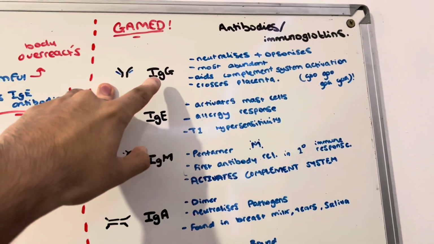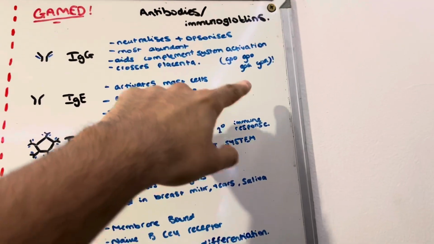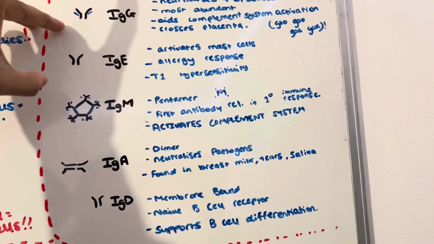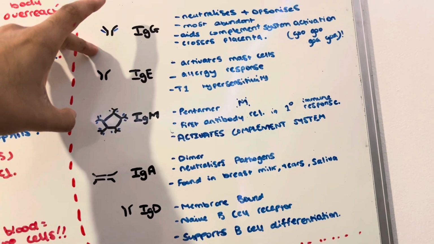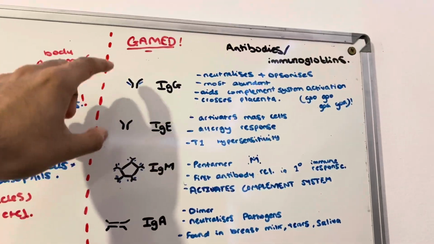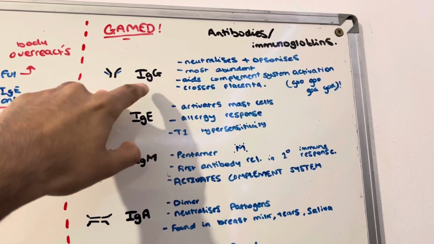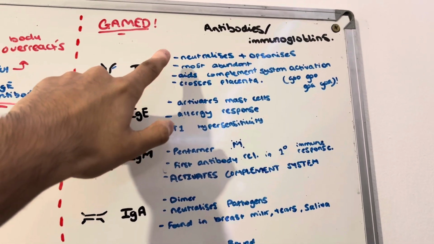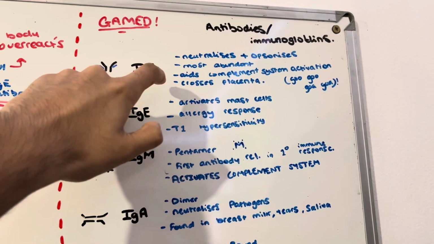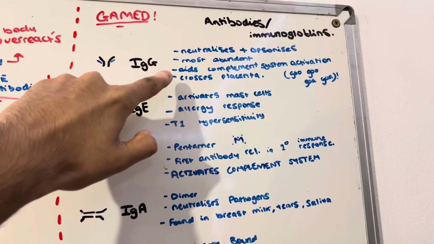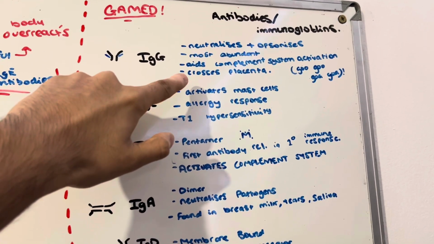So IgG, G standing for Goo Goo Gaga. I think it was Med School Bro or something, his YouTube channel. It's a really good 1 minute video covering all of antibodies. So IgG would be involved with neutralization and opsonization. IgG is the most abundant, and it also aids in our complement system activation.